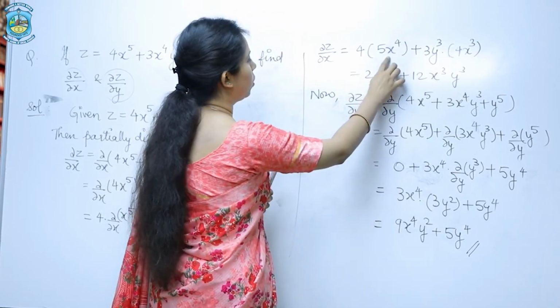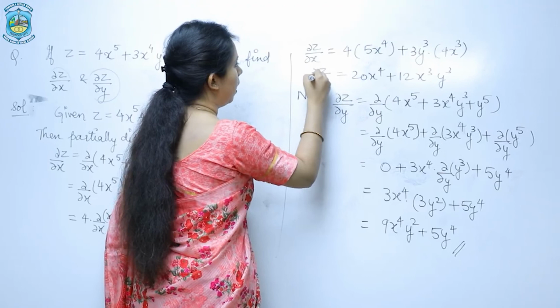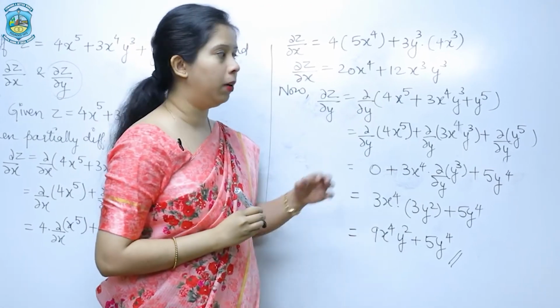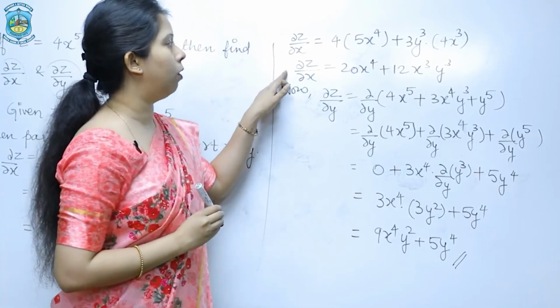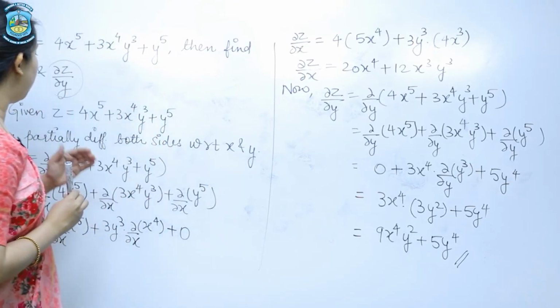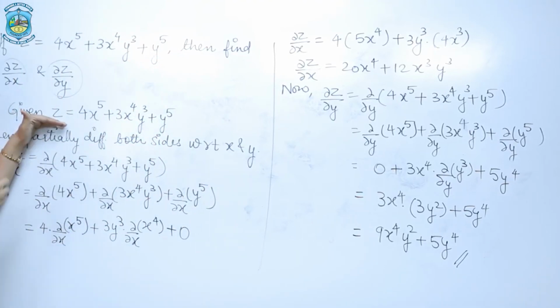So, on simplification, we will get ∂z/∂x as 20x^4 plus 12x^3 y^3. So, this is the value of the derivative ∂z/∂x. Now, again differentiating the function both sides with respect to y.